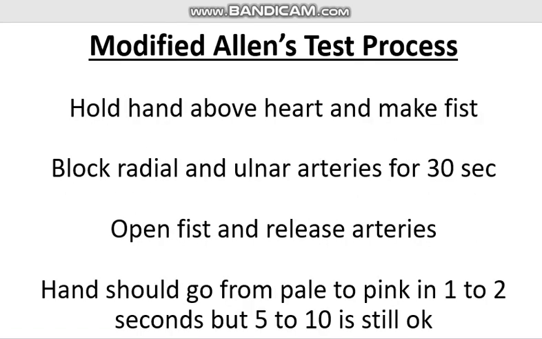The modified Allen's test process. Have the patient hold their hand above their heart and make a fist. Then block their radial and ulnar arteries for 30 seconds. Have the patient then open their fist and release the arteries. Their hand should go from pale to pink in 1 to 2 seconds, but 5 to 10 is still okay.